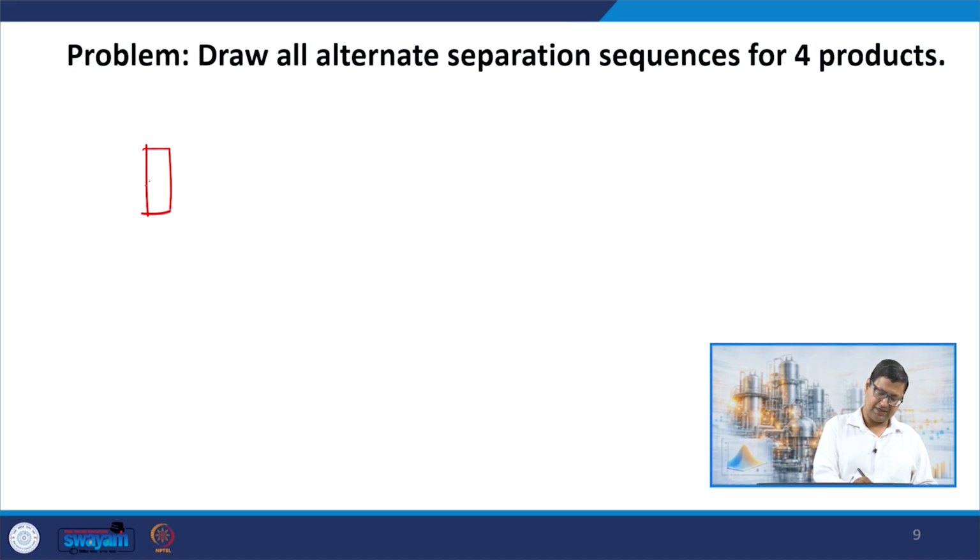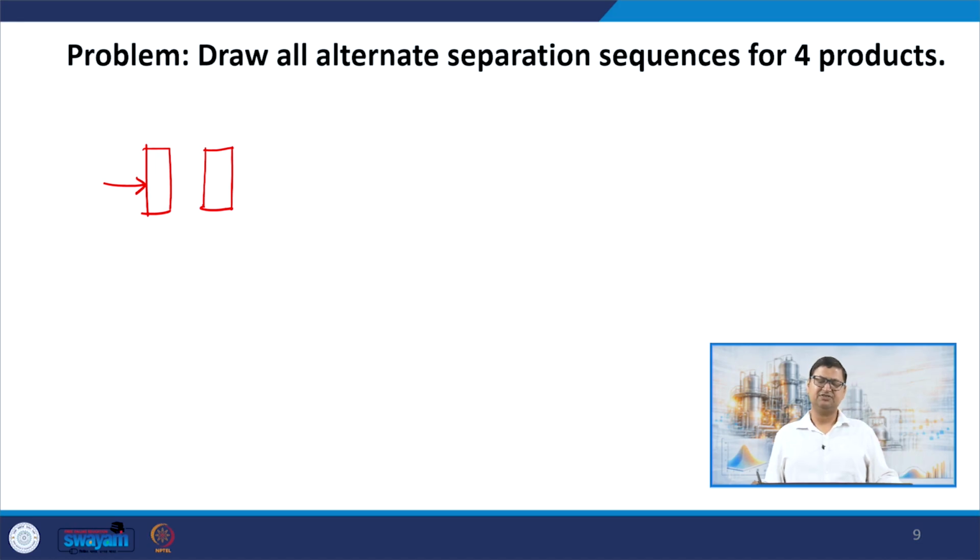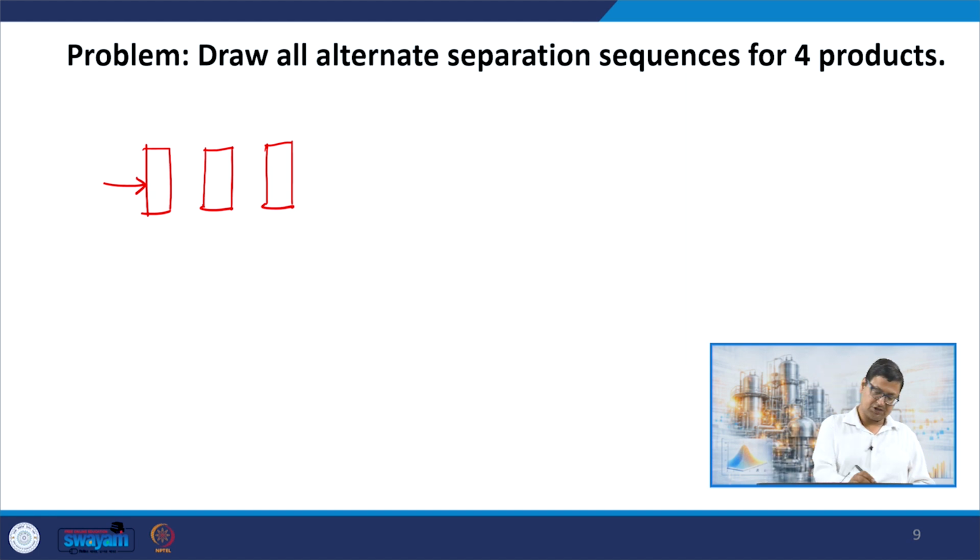So now clearly I need more than 2 columns, because using one column I can separate 2 products. Using 2 columns I can separate 3, as we have seen, and using 3 columns I can now separate 4 products, right? So one possibility is this, that P1 comes out of this and P2 comes out from the second column, and P3 and P4 come out from the third column.